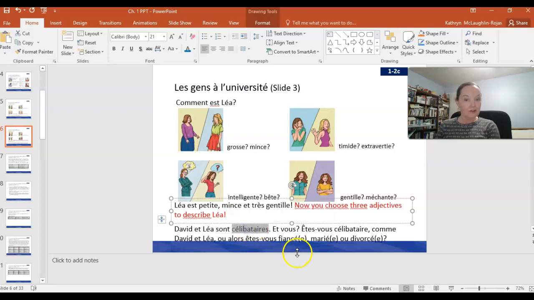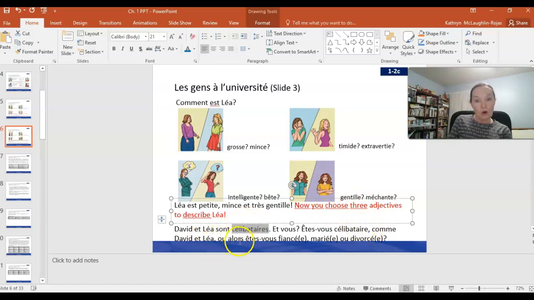So célibataire, you might recognize that as kind of looking like the word celibate in English, and in French it simply means single, that they're not married or they're not dating somebody. So that's one of those words that's kind of like a cognate. It looks like a word we recognize in English, but in this case it's a false cognate. The words don't exactly have the same meaning. Okay, et vous? Êtes-vous célibataire comme David et Léa? So are you single like David and Léa?